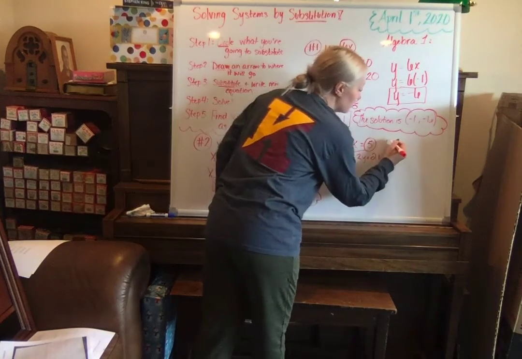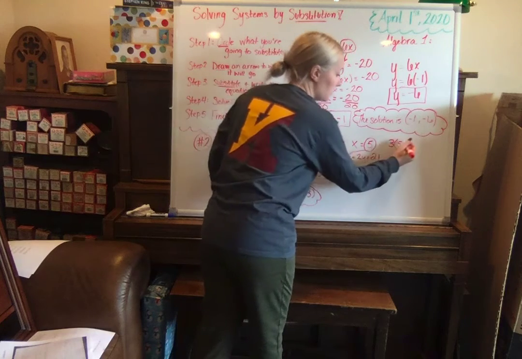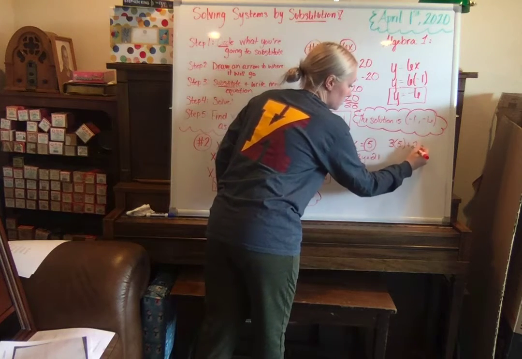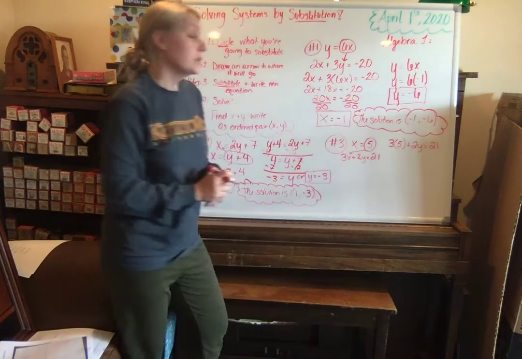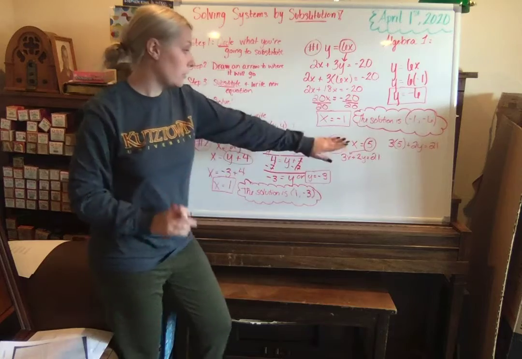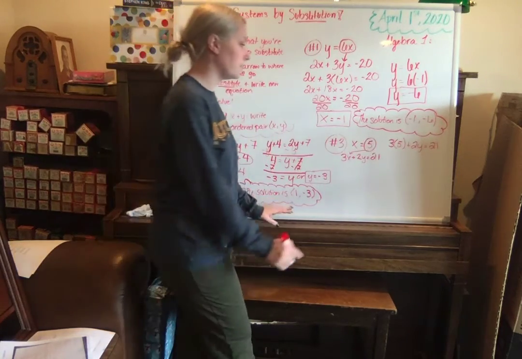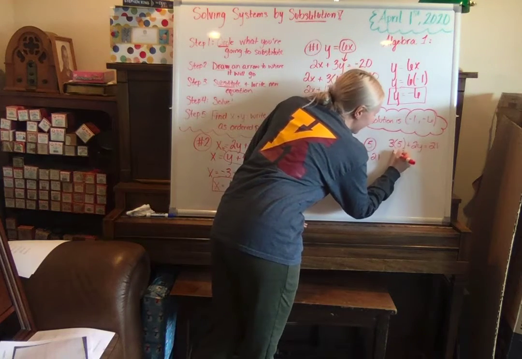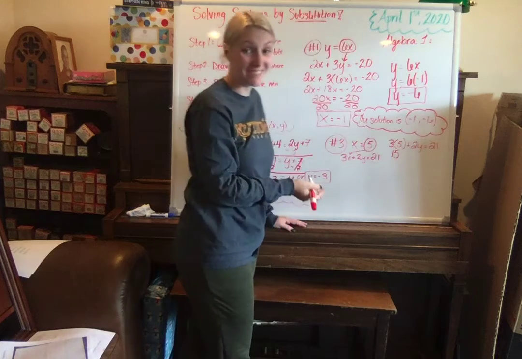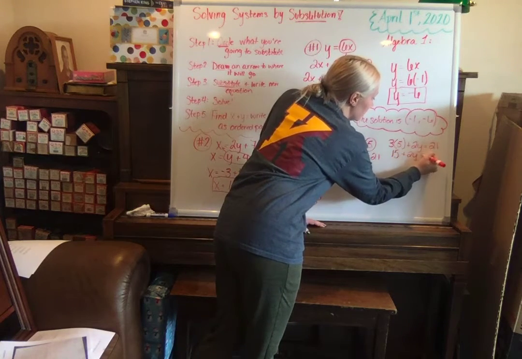So I'm going to do 3 times 5 plus 2y equals 21. So for this one, all I'm simply doing right now is just solving this equation for y. I want to get y completely by itself. So I'm going to start by doing the 3 times the 5, which gives us 15, plus 2y equals 21.